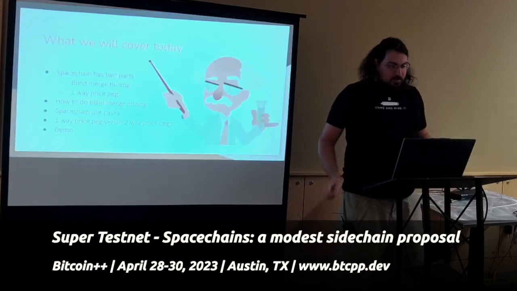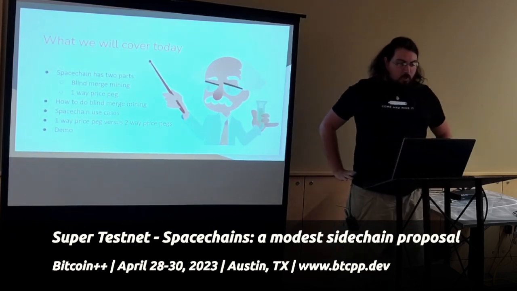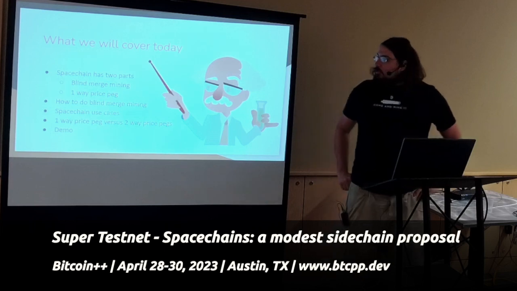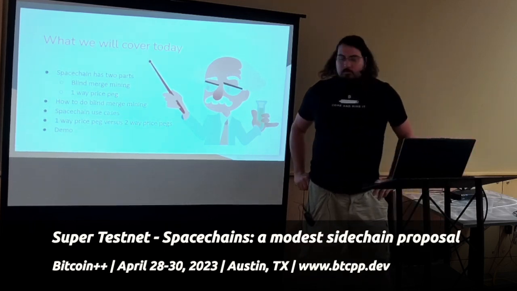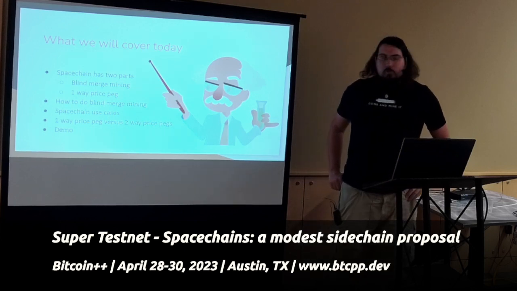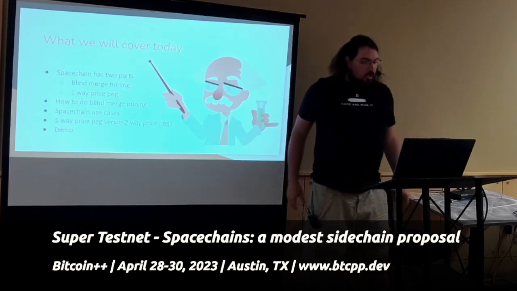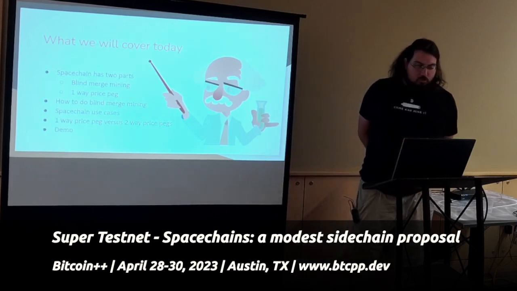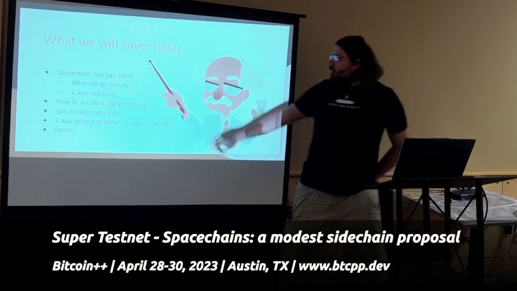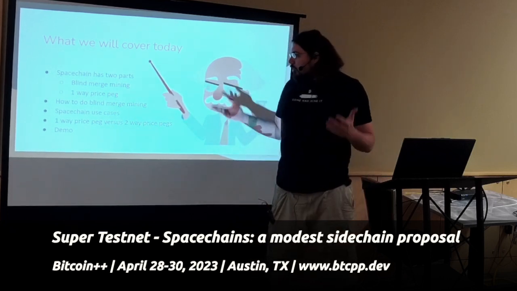So let's get into it and talk about what we're going to cover today. We're going to cover the two main parts of what constitutes a space chain, which are blind merge mining, and the other one is a one-way price peg. We're going to go over what those mean, and you're going to learn all about what space chains are. Then, we're going to talk about how to do blind merge mining. This is the real cool trick that Ruben invented that lets us do these things.